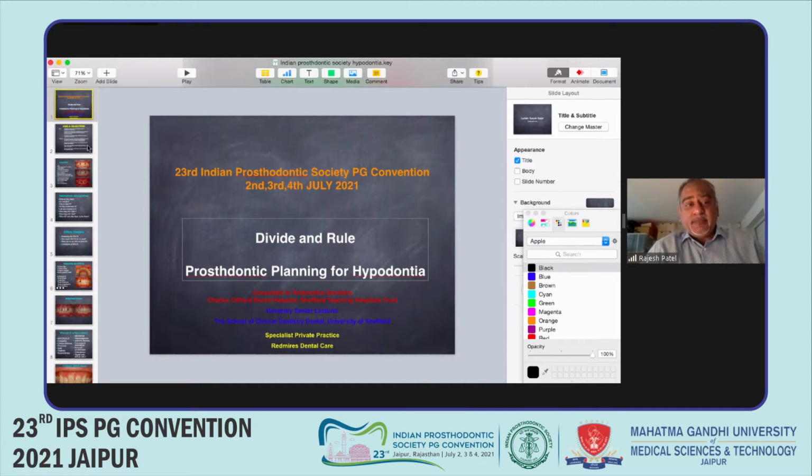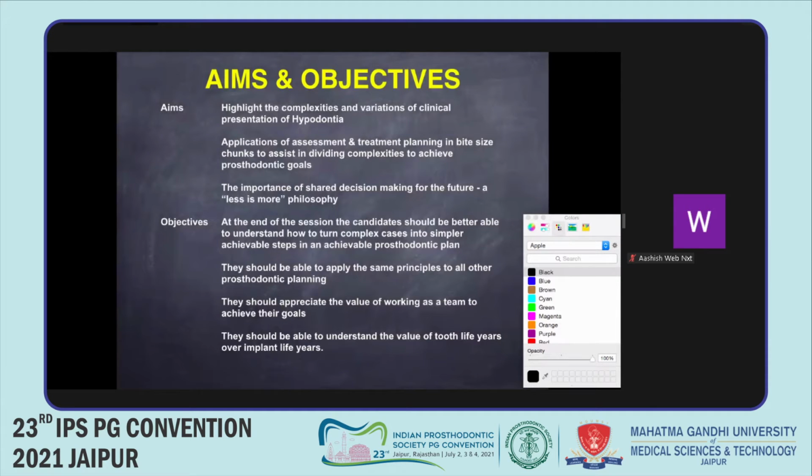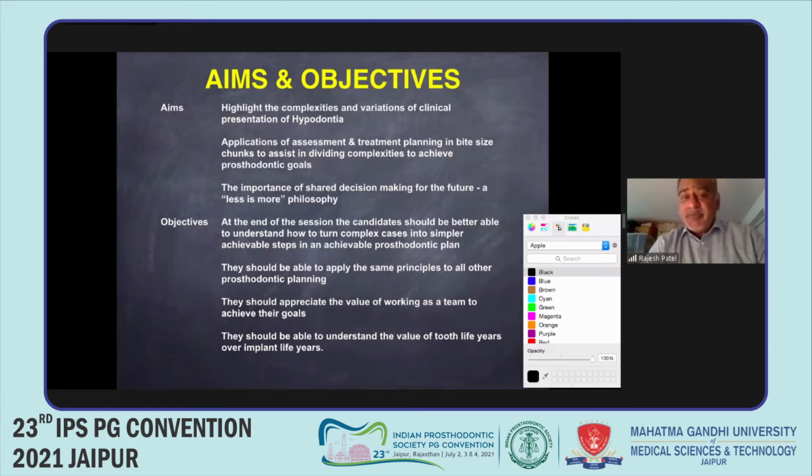Moving on to the aims and objectives, really, hypodontia presents in so many different forms, much like orofacial pain. There are so many subsets of hypodontia, from a single missing tooth to multiple missing teeth. And I'm hoping that the postgraduate students today can understand that by dividing everything into smaller chunks, with the tools that they already have, they can apply a less is more philosophy and control a case from start to finish.